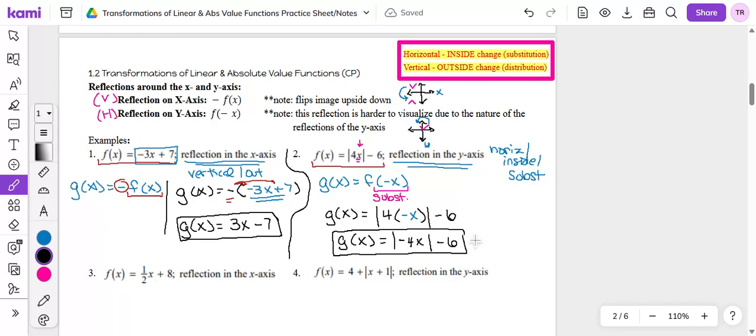As you're going through your reflections, it's either something that's going to be outside and distributed, that is these x-axis vertical reflections, or something we are substituting, similar to how we did it in the translations video. It's just a simple negative x substitution though: anywhere I see an x, and then simplify. Okay, finish the rest.